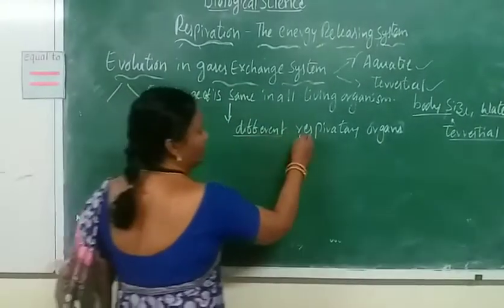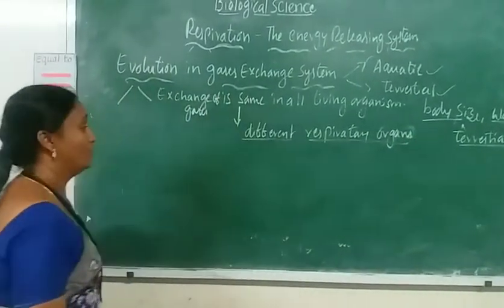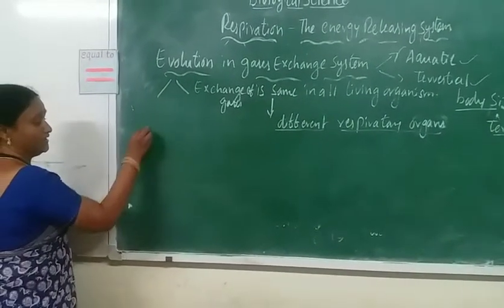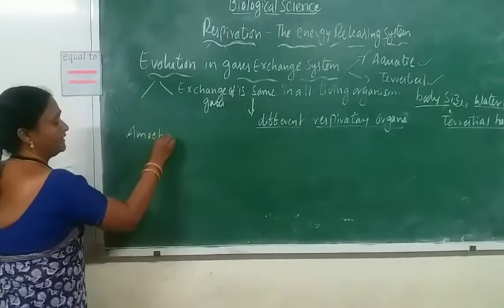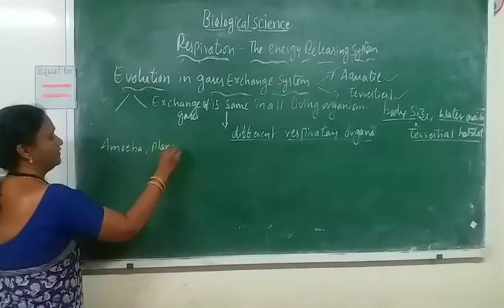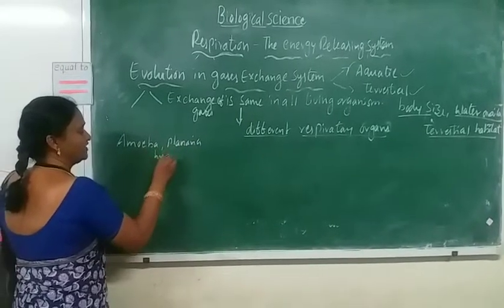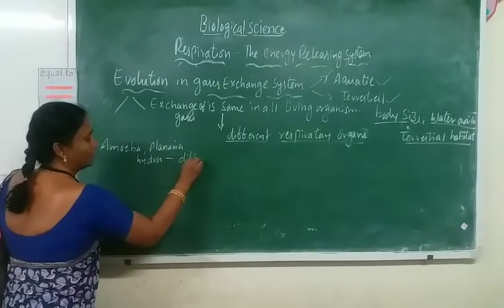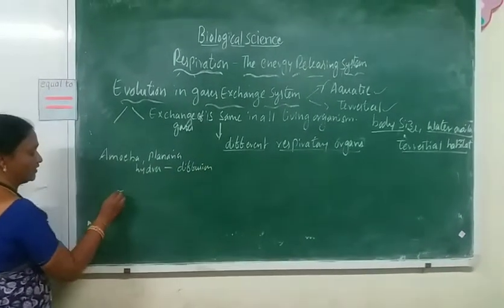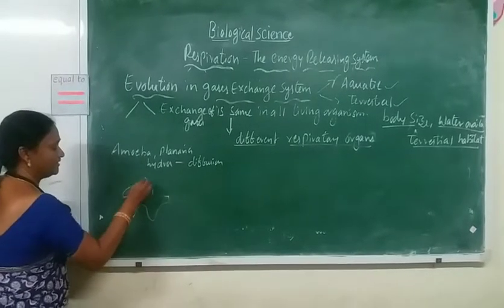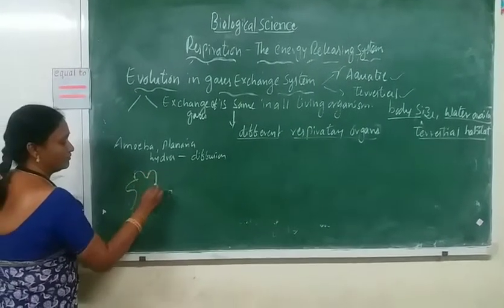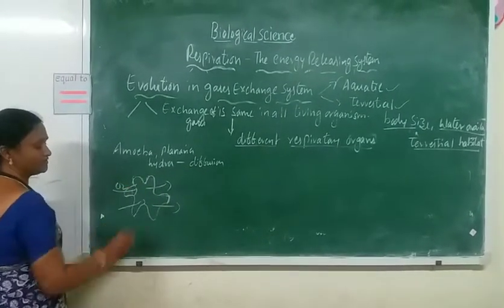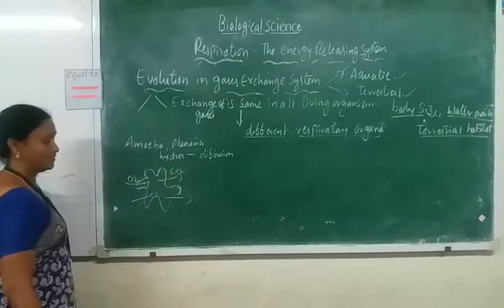So now let's see what the different respiratory organs are from lower organisms to higher animals. In the lower organisms, that is amoeba, planaria, and hydra, we observe that respiration occurs through a simple process called diffusion. Here, all the body surface is exposed to the environment. The amoeba, a single-celled animal, respires by the process of diffusion. The oxygen enters into the cell, and in the same way carbon dioxide goes out of the cell.